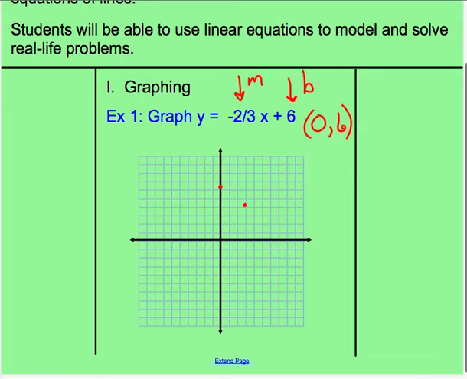So I'm going to fall and go to the right a couple of times, and then I'm going to rise and go to the left. I like making a lot of points on my graph to try and get my line as straight as possible.